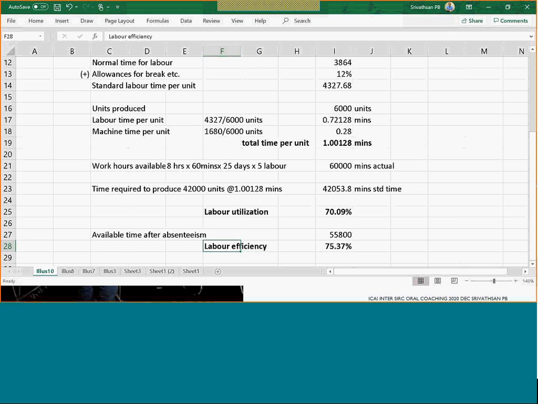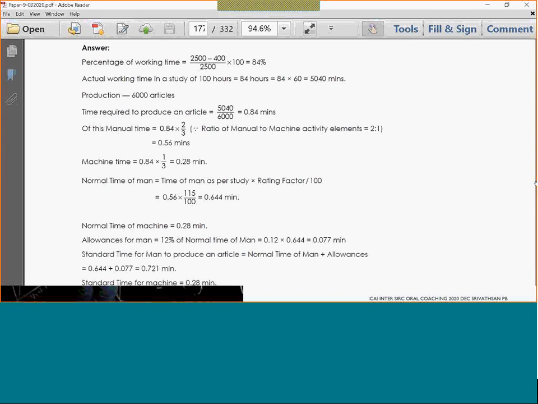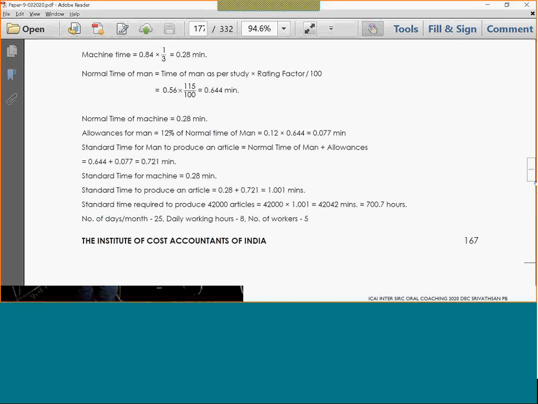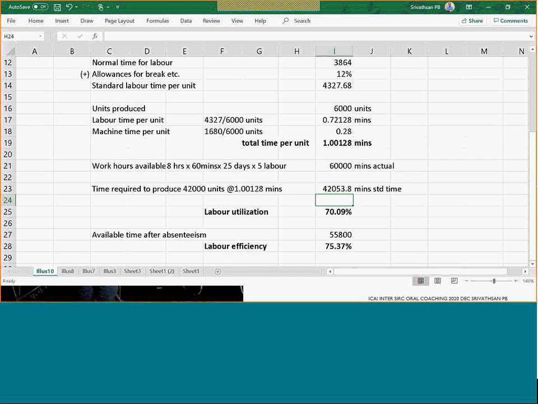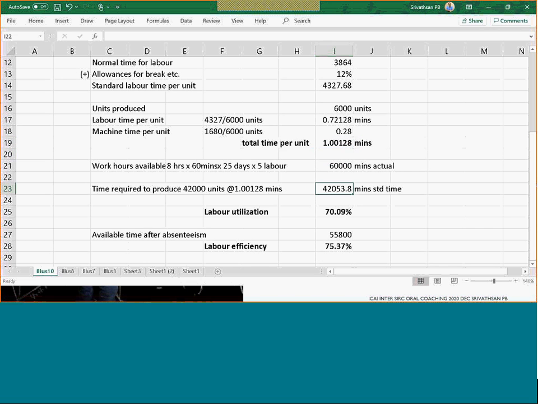So, final answer, let's check. Manual time, everything done. Finally, 1.001 minutes. They have not taken it to the next two decimals. They have left it at 1.001. So, okay. Time to produce 42,000 articles. That's okay. We'll do it in minutes itself. We don't have to convert it into hours. Let's stay with minutes.